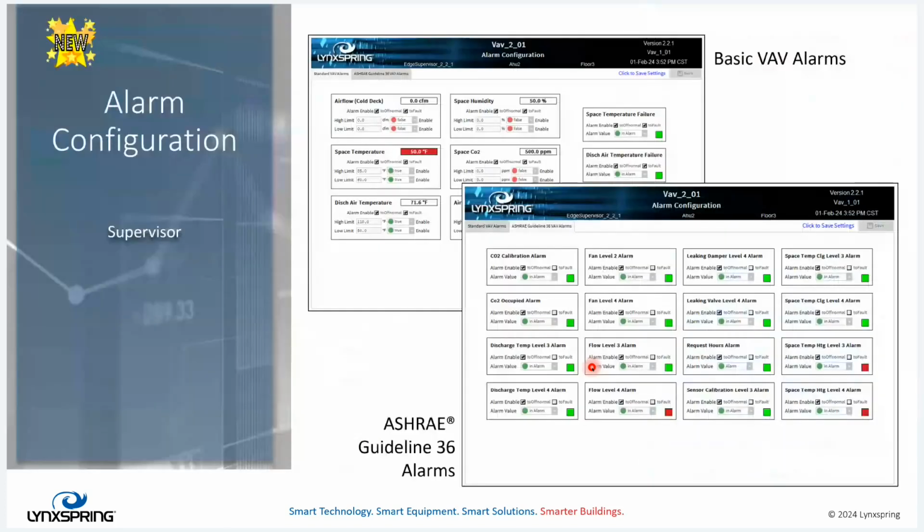Okay, we have some alarm configuration on the supervisor. This is for each device that's added. You can have, I think, 8 or 9 basic alarms per VAV. Or if you have the ASHRAE G36 sequences, they also provide an additional 16 alarms. But you can configure them, enable, disable, with full control and a user-friendly interface.